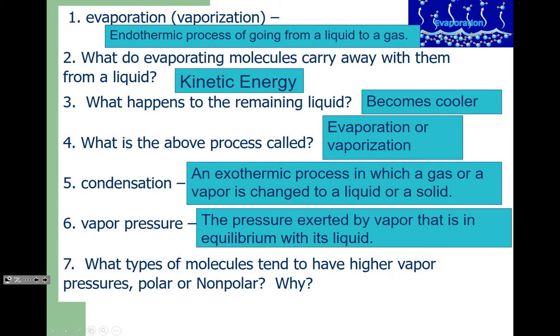Okay? And what type of molecules tend to have higher vapor pressures, polar or nonpolar? Let's think back to what we were learning about the intermolecular forces. There were 3 of them. Anybody remember what 3 they were? There are 3 intermolecular forces we talked about last time. I'll give you a hint: London dispersion forces and what? Dipole and hydrogen bonding. And hydrogen bonding was with nitrogen, oxygen, fluorine, right?